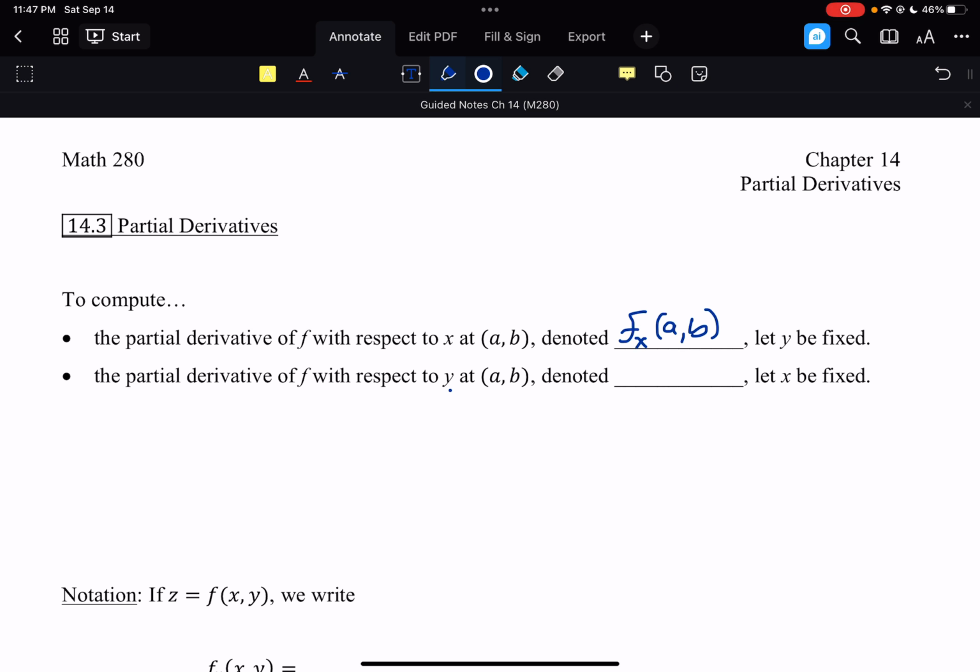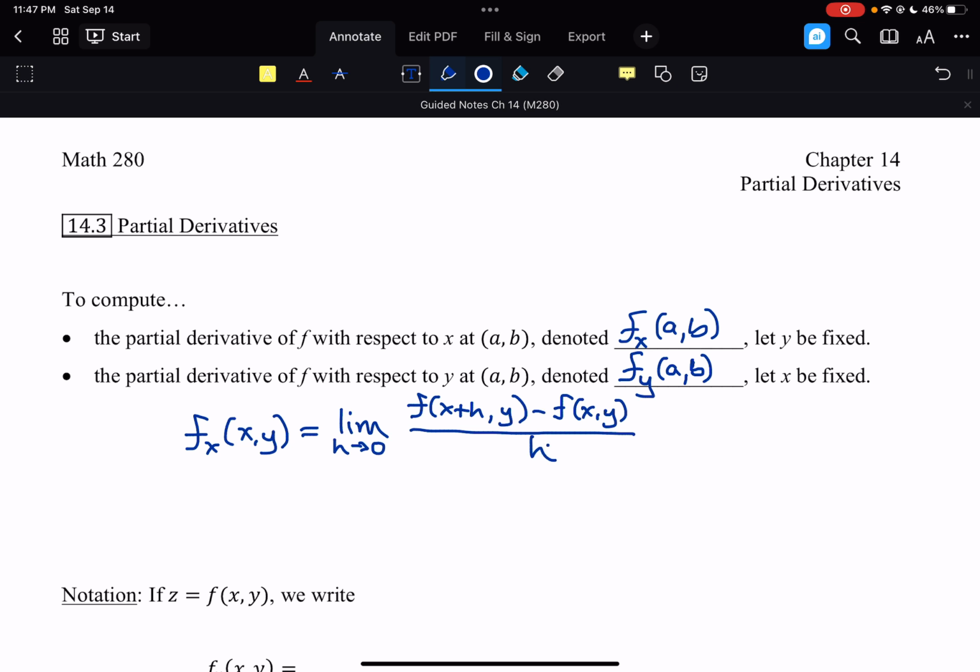The partial derivative of f with respect to y at (a, b) is denoted fy of (a, b), and we let x be fixed to compute this. So in terms of their formal definition, taking the limit definition of the partial derivatives, fx of (x, y) is the limit as h approaches 0 of f of (x plus h, y) minus f of (x, y), all over h. And similarly for fy.